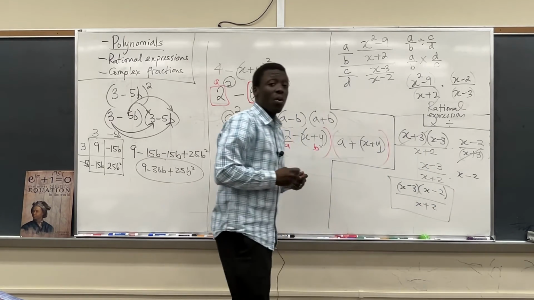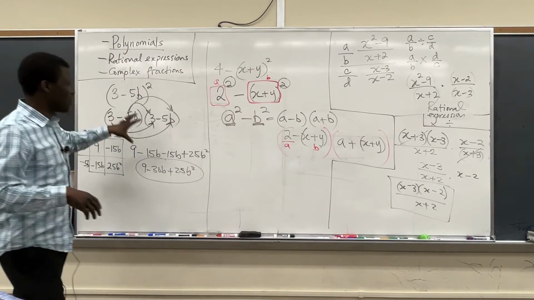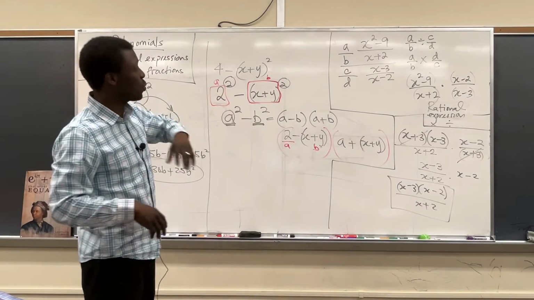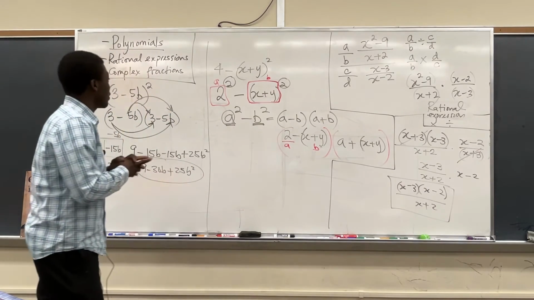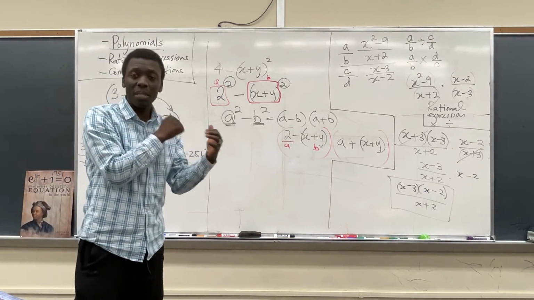So that's how we work out these problems. They all have something in common. We have polynomials, whether we're multiplying polynomials or we're factoring polynomials with the difference of two squares, or we're working out rational expressions. That's what we've done, and complex fractions. If you have any questions on these concepts, let me know.